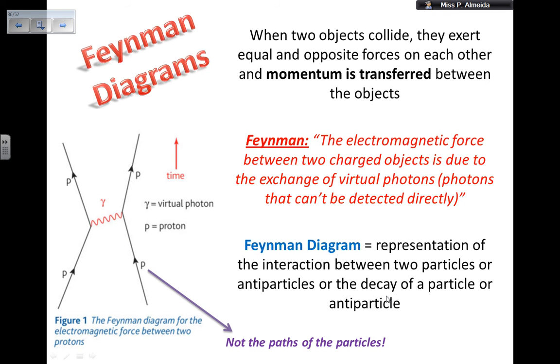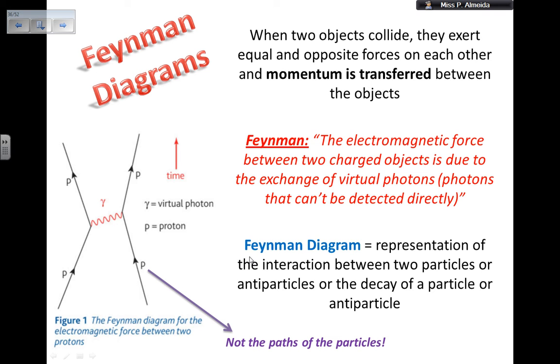So first of all, let's think about basic science. We know that when two objects collide, they exert an equal and opposite force on each other, Newton's third law, and momentum is transferred between these two objects. So Feynman said, alright, then I have an electromagnetic force between two charged particles, and this is due to the exchange of a virtual photon, so photons that cannot be detected directly. And this made this interaction into diagrams.